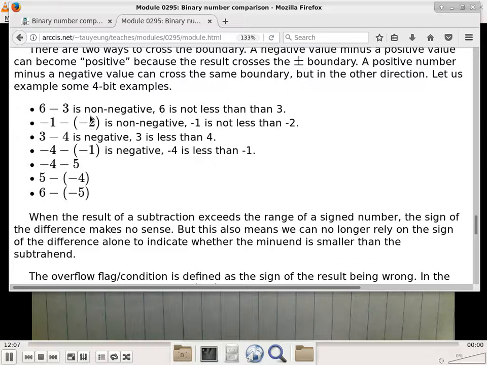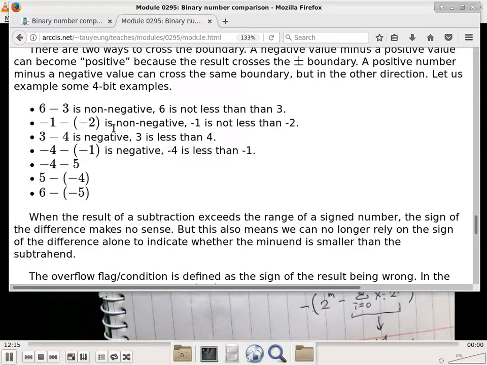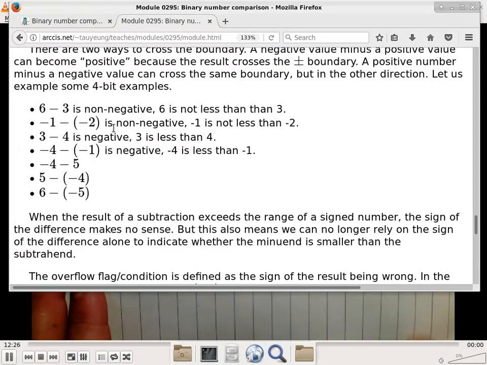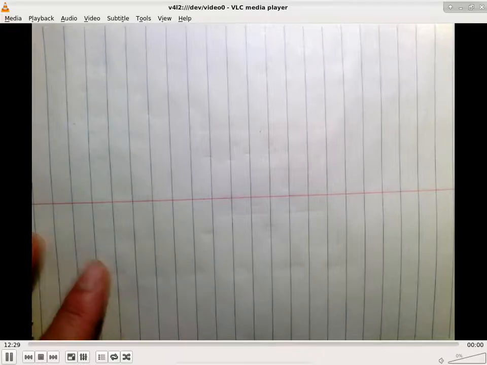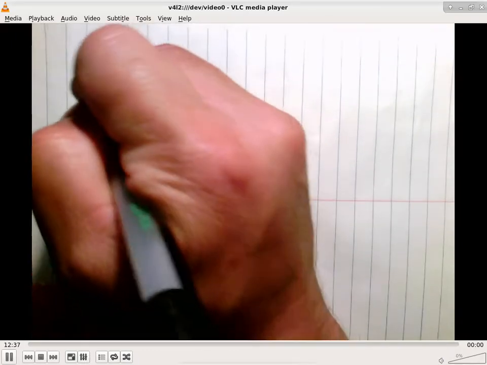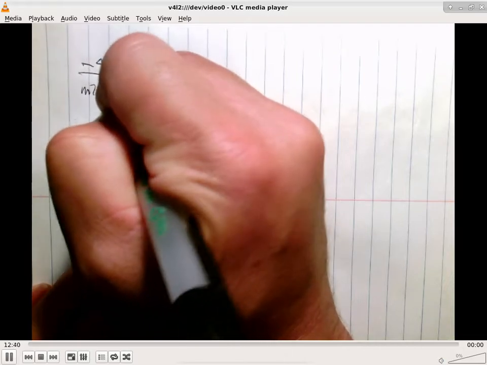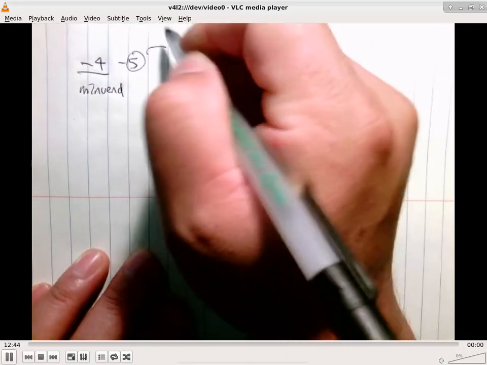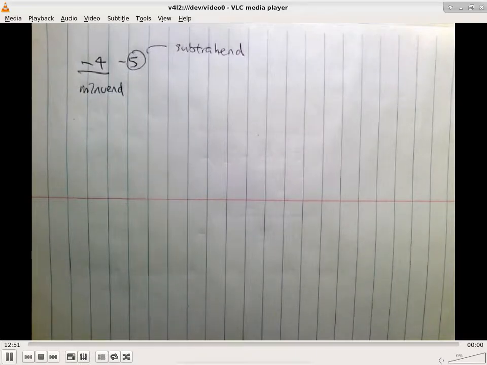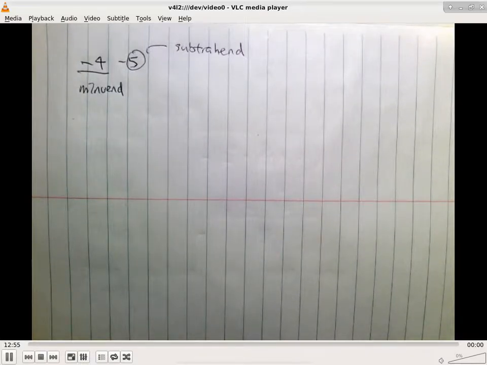So I'm skipping to these examples here, and they only work as a 4-bit example, especially the last two. So we are not too concerned about the first 5 examples, but we are concerned about the last two. Actually, the fifth one is a problem too, so we'll take a look at the fifth one as well. The fifth one is minus 4, minus 5. In this particular subtraction, minus 4 is our minuend, and 5, not negative 5, is our subtrahend, because the minus sign between the 4 and the 5 is the subtraction operator. It is not the negation of the 5. Are we doing okay?